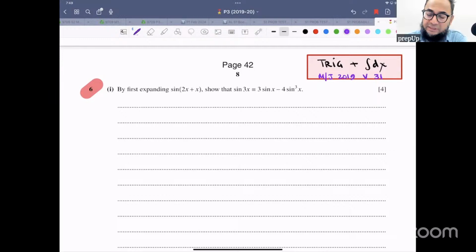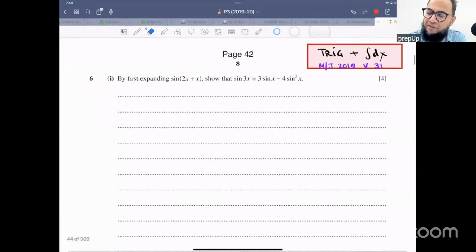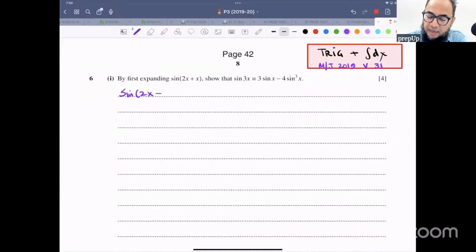So now it says, by first expanding this thing, show that. And this is a very, very famous identity that has been coming from all the ages. So the first thing is sine bracket 2x plus x. The first thing is the addition formula: sine A cosine B plus cosine A sine B. So basically, I am treating this thing as A, and I am treating this thing as B. And it's getting a little bit darker, so let me just highlight this like this.